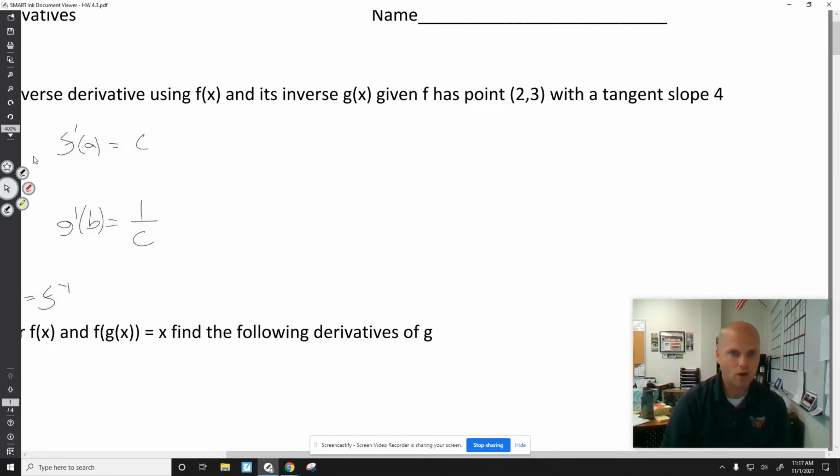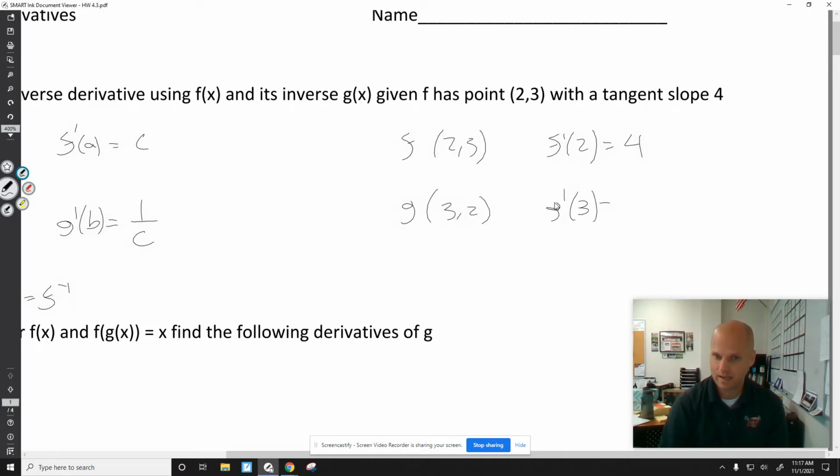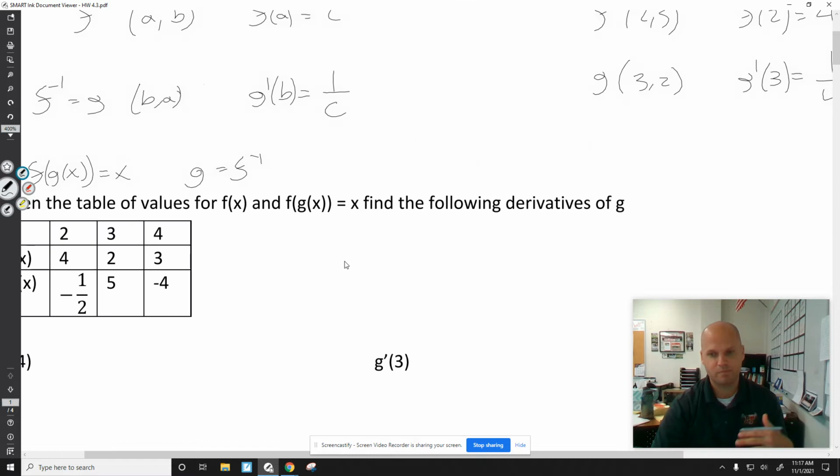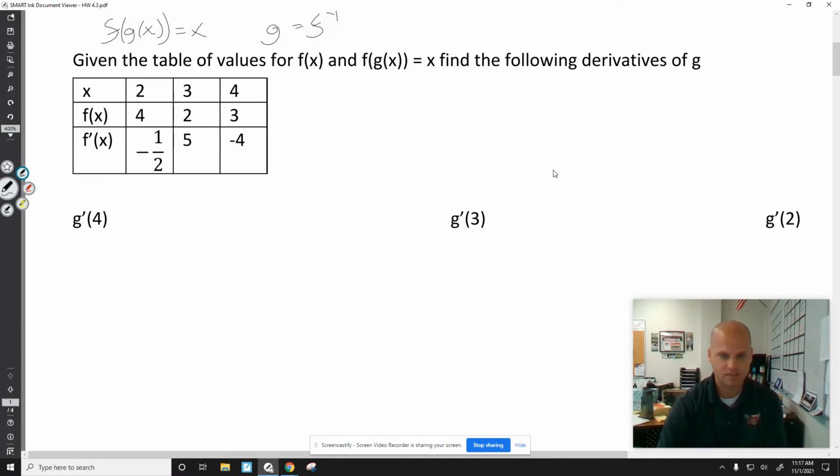So if f has the point (2, 3) and f prime at this x coordinate is 4, g, the inverse, has the point (3, 2), and g prime at its x coordinate 3 would be 1/4. That's it, and that's all you need to know for this lesson. It's very simple. I'm going to potentially breeze through this lesson in this homework video. See if you can keep up.